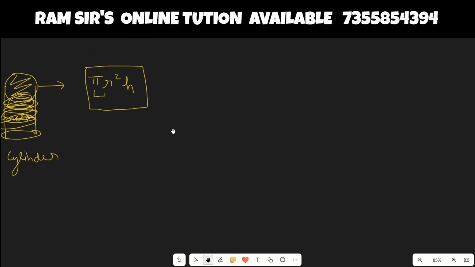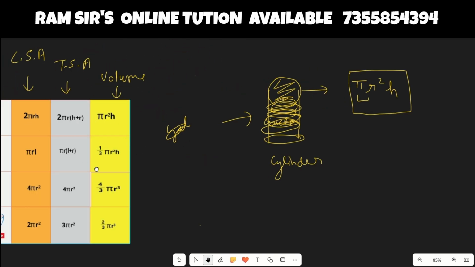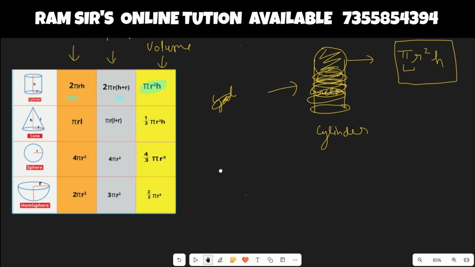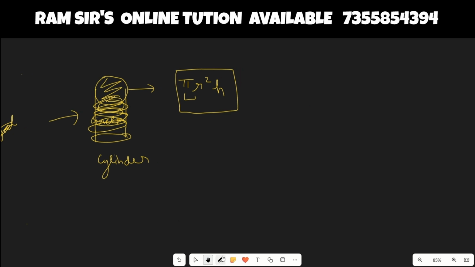And now the thing is how we can remember the other two things. Firstly, this one is done. We remember volume of cylinder as pi r square h. Now the thing is how we derive these two. Firstly we discuss the curved surface area. Now this is the volume.